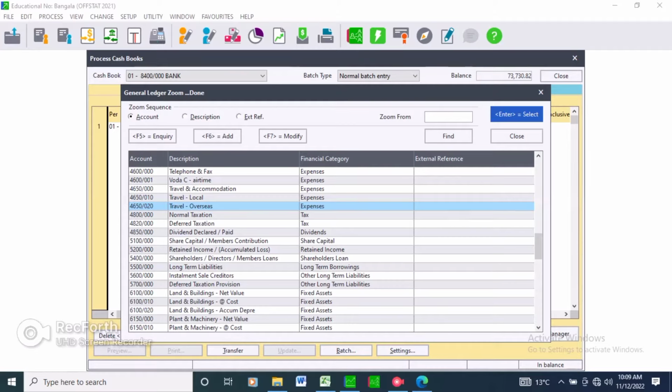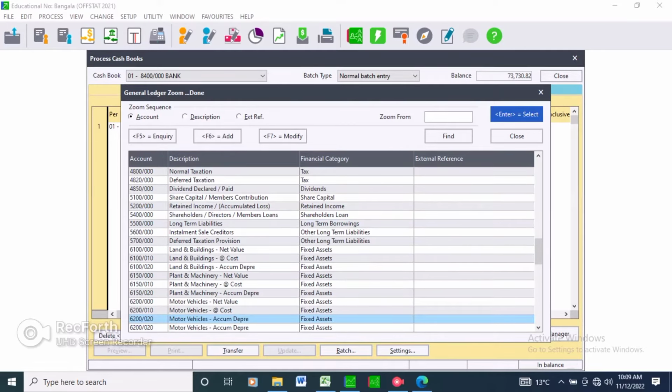Then if I was supposed to create refreshments, the next code was going to be 4,700, guys. Then I write refreshments, link it under expenses, guys. But let me check whether I do have it. Okay, cool, I do have it. As you can see, I do have refreshments, guys.